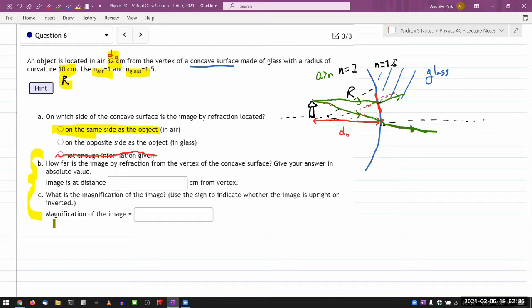So B asks, how far is the image by refraction from the vertex of the concave surface? Give your answer in absolute value. And from the word image, if you're thinking of expressions like the thin lens equation, 1 over dO plus 1 over dI is equal to 1 over f, it doesn't quite work because, for one, you don't have a thin lens. You don't even have a lens. You're going from one medium to another medium. So this is where you have to find the somewhat less used formula.